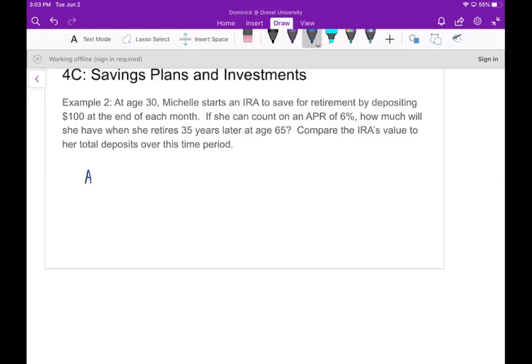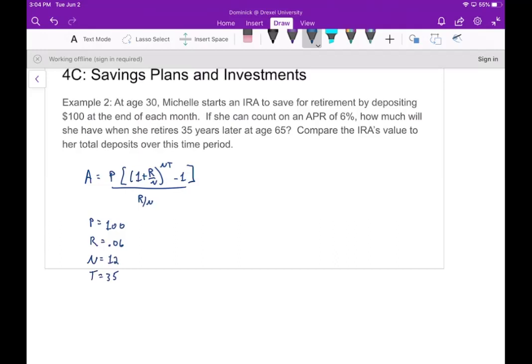Again, we're using the same formula: A is equal to P times (1 plus R over N) to the N times T, minus 1, all over R over N, right? In this case, our regular payment amount is $100, our interest rate is 6%, our N is how often we're making the payments, so that's monthly, so 12, and T is 35 years. Let's see, am I missing anything? I don't think so, so I think we're ready to go.